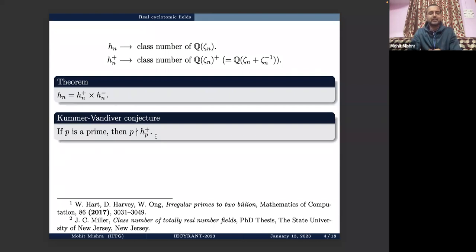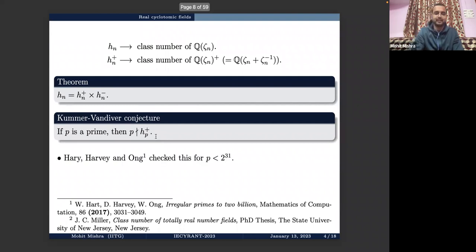Kummer himself verified this conjecture for primes up to 200. And later on, Vandiver verified this conjecture for primes up to 600. And recently in 2017, Harvey and Ong verified this conjecture for primes up to 2 to the power 31. But it was Miller who actually calculated this class number for primes up to 151.